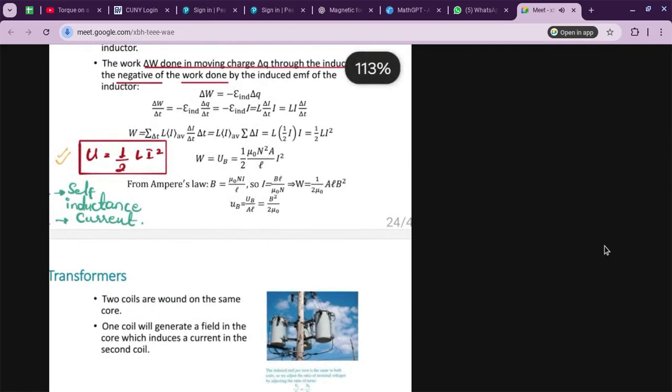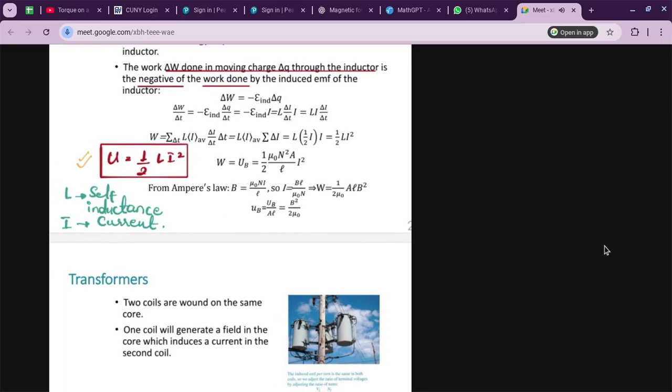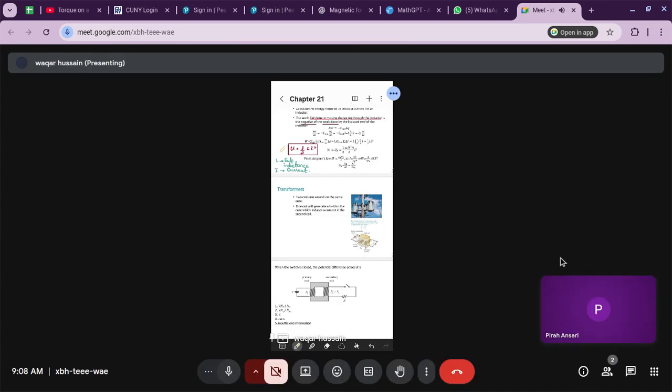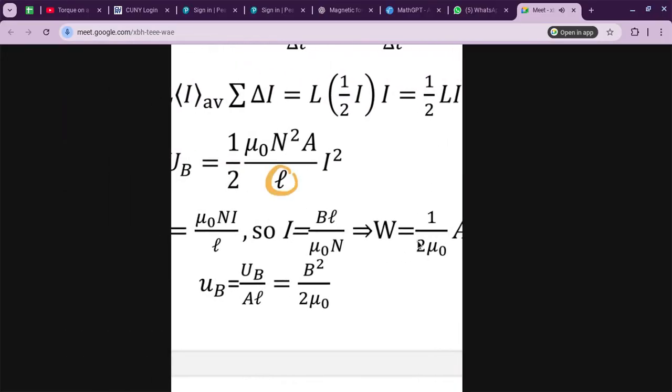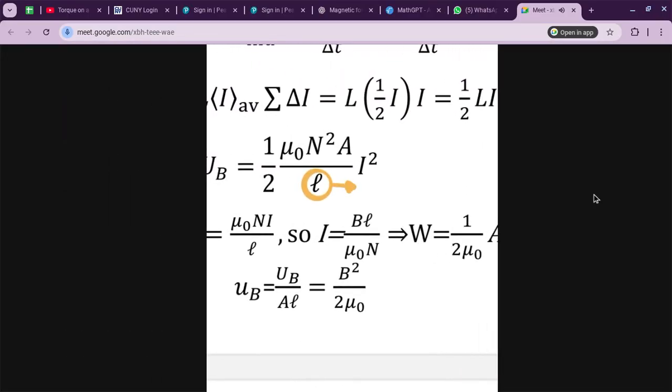So what can you explain? L is the current, right? I mean, I is the current and L is the self-inductance. And this small l is the length of the inductor.